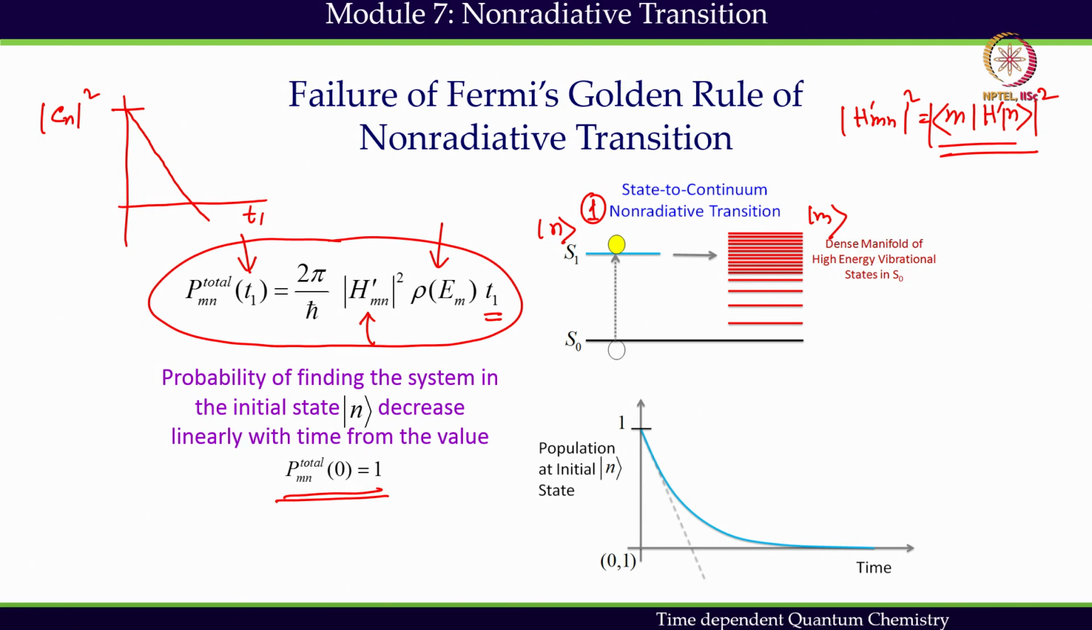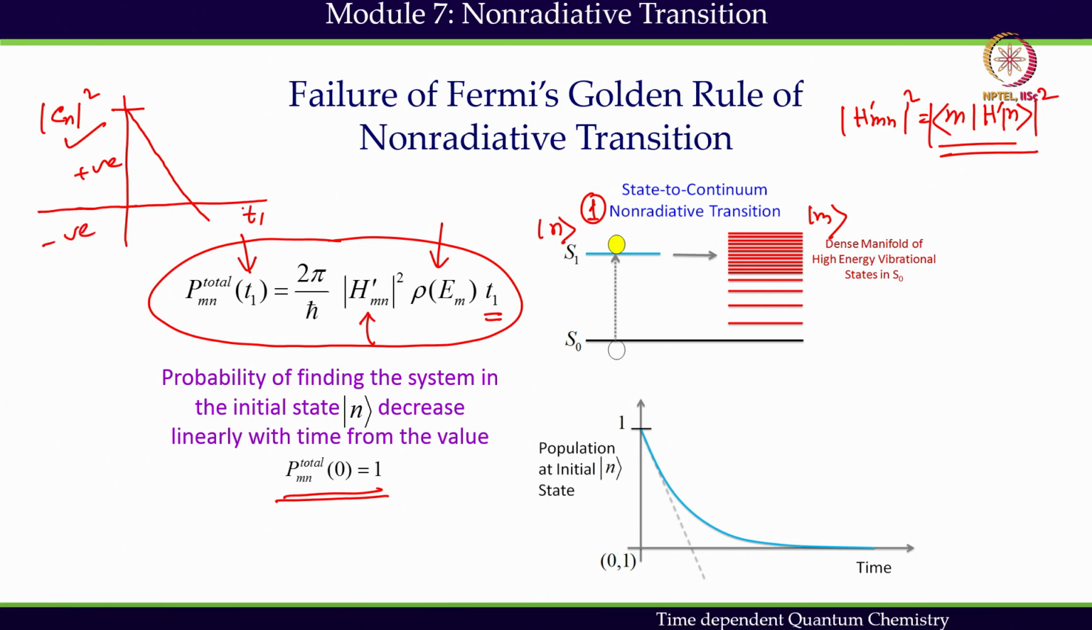Now, this linear decay law, which is derived from Fermi's golden rule, suggests that extrapolation of a linear decay of the probability of finding the system in the initial state, for a long time, would result in a negative value. So, this is the probability of finding the initial state; this is a positive value and this is a negative value.